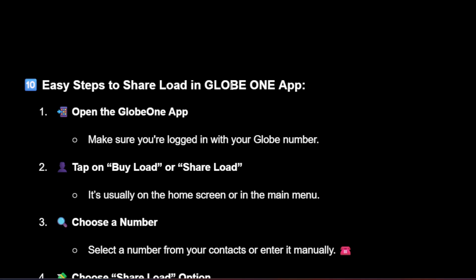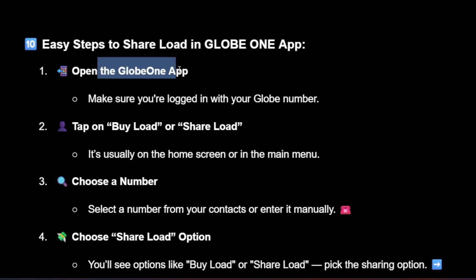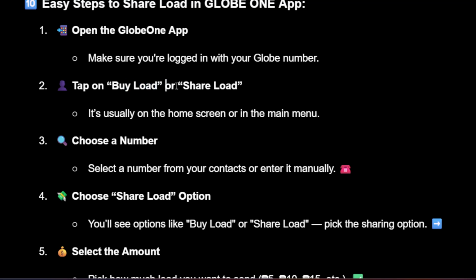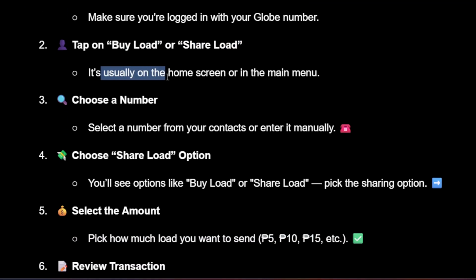How to share load in the Globe One app. You want to open up the Globe One app and make sure you're logged in with your Globe number. You will then tap on buy load or share load. It's usually on the home screen or in the main menu.